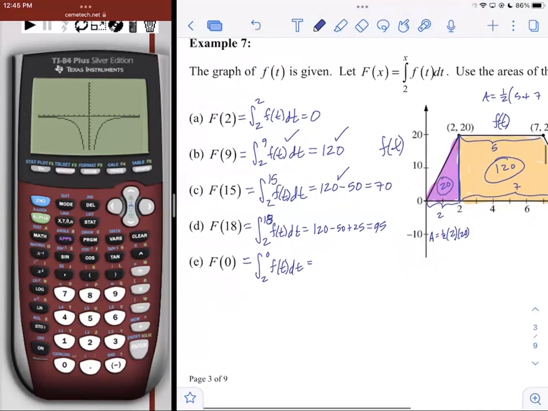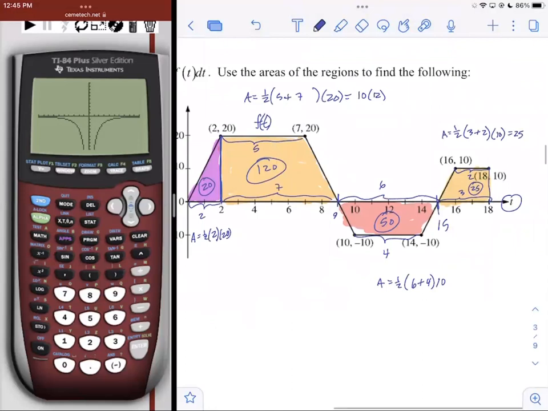All right, so part D, f of 18. You want to show it first. The function is from 2 to x. When x is 18, it's from 2 to 18 of f of t dt. So again, you want to indicate your method. Where's 18? It's way out here. So we have one more right trapezoid.